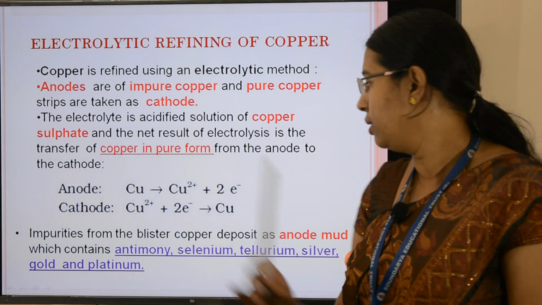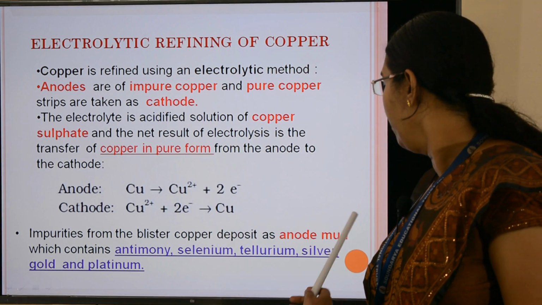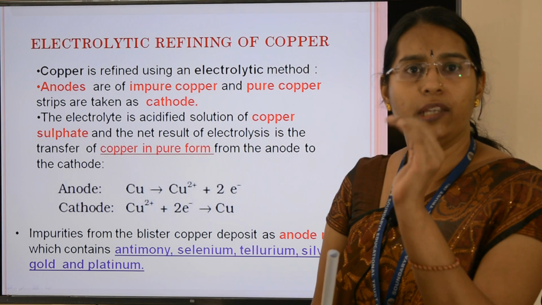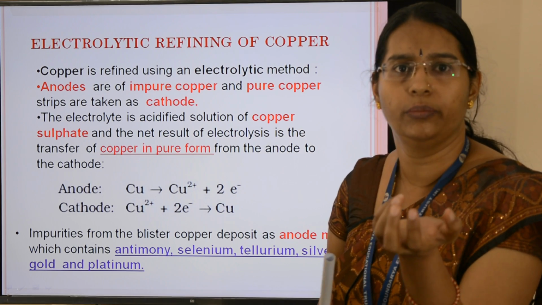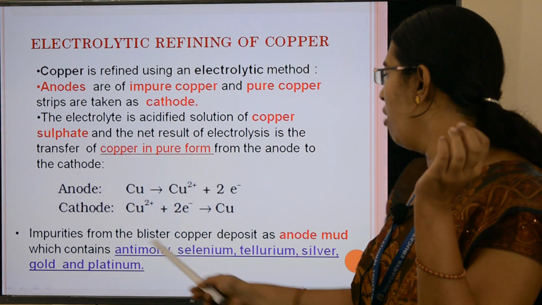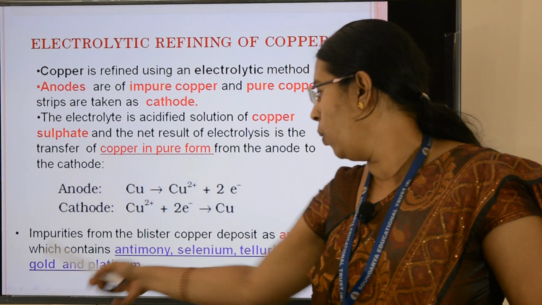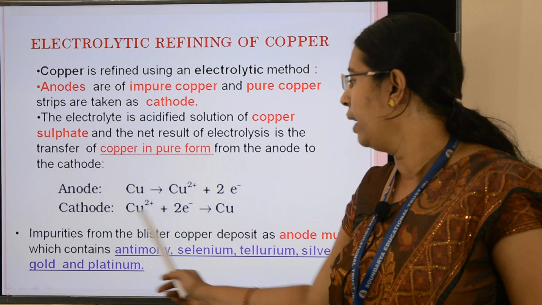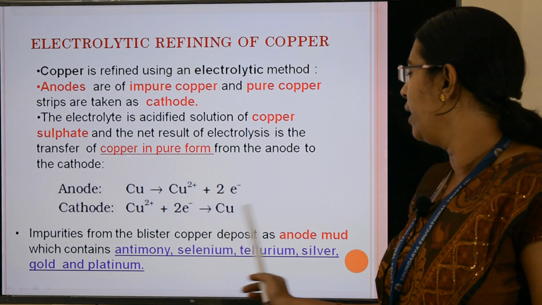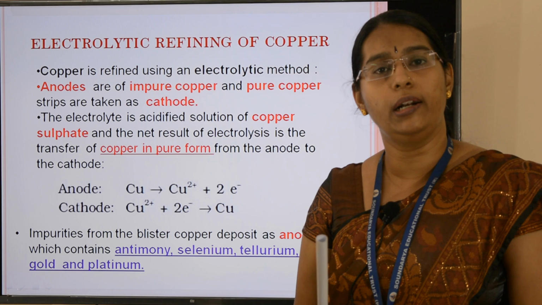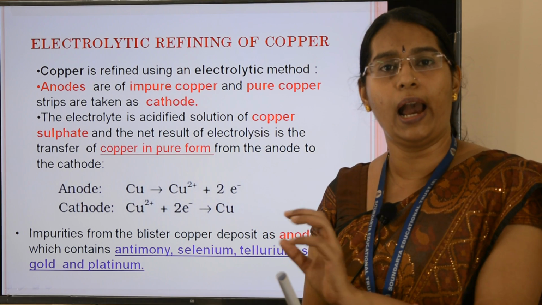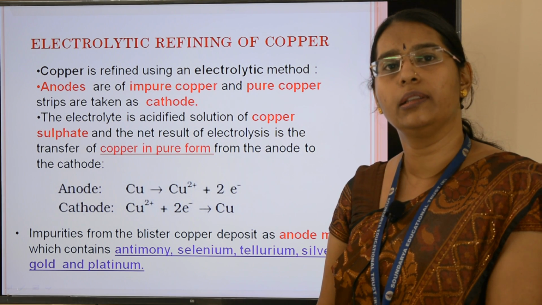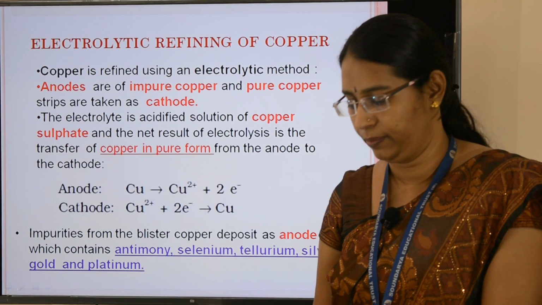These impurities are less basic, so they will go and deposit as anode mud below the anode, and generally these are recovered because it generally consists of some noble metals like gold, silver, platinum, as well as some other elements like antimony, selenium and tellurium. So generally it is recovered and it can be used. This is about the electrolytic refining.